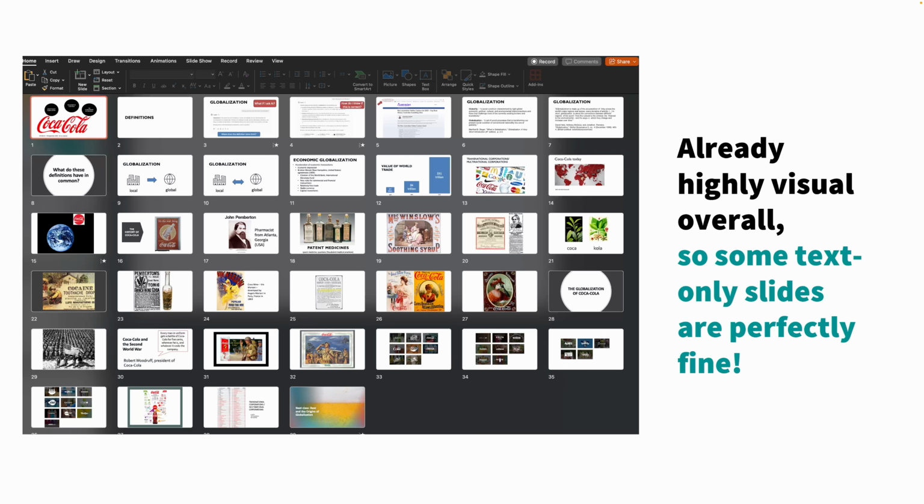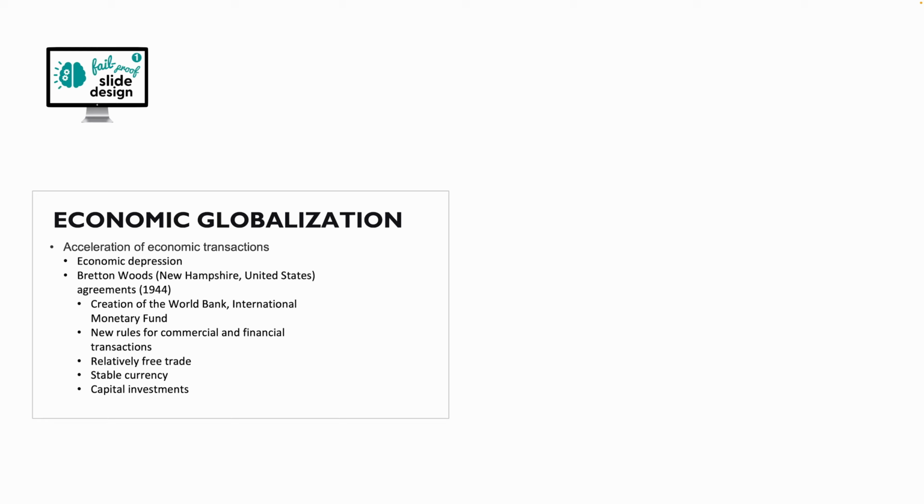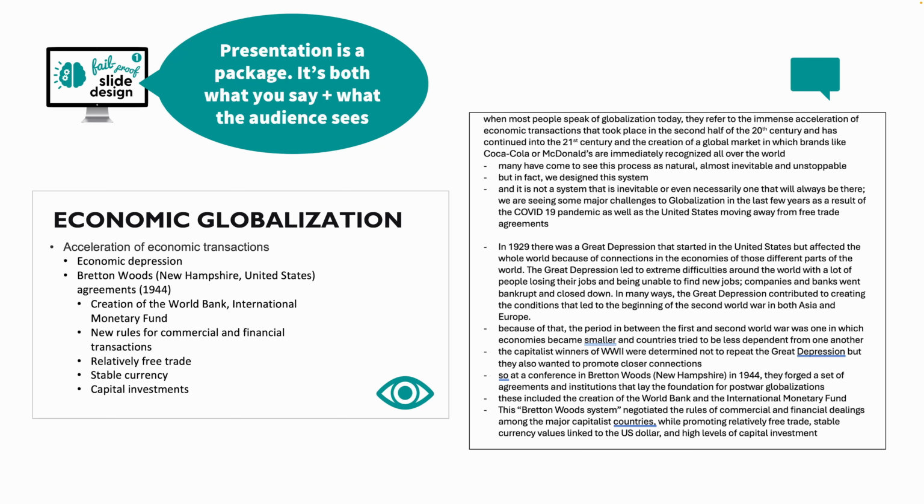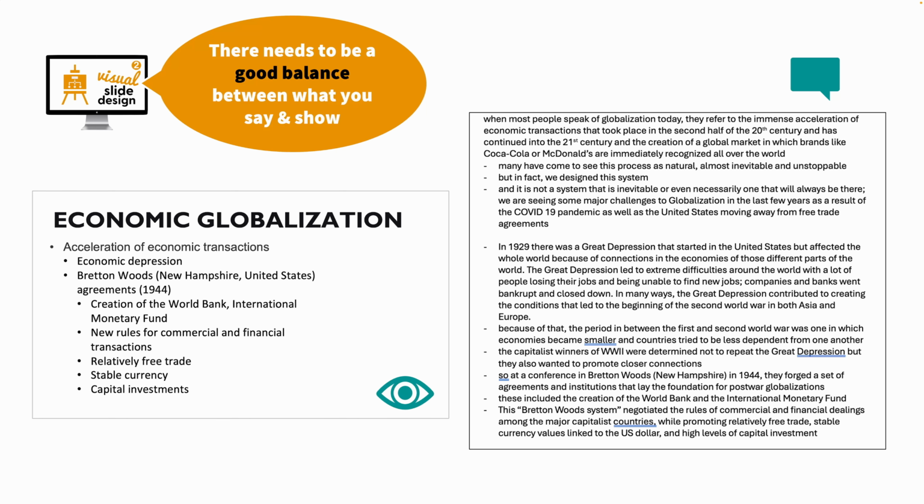Plus, there is actually something more urgent that we do need to fix, and it's not just about the slide design. We have a small issue here with what I refer to as the presentation package. This is something I talk about in the first course of my professional development program, where a presentation is not just the slides. It's both what the audience sees on your slides, and it's what you say at the same time. And then we expand on that in the second course and start talking about how those 2 things need to have a good balance.